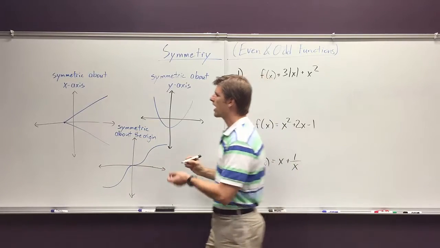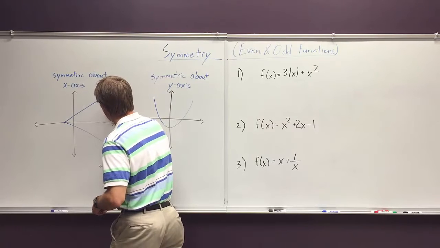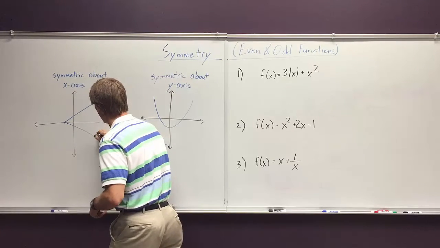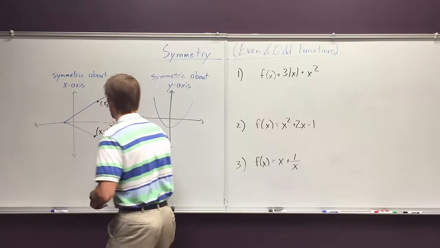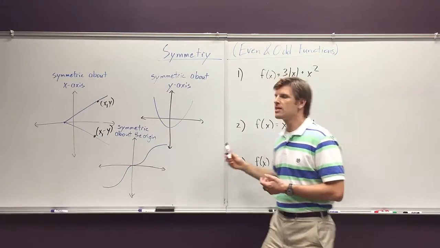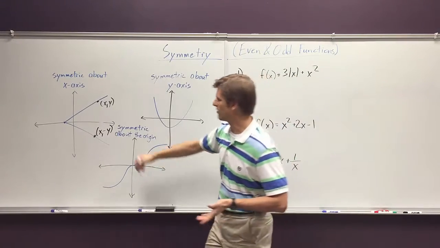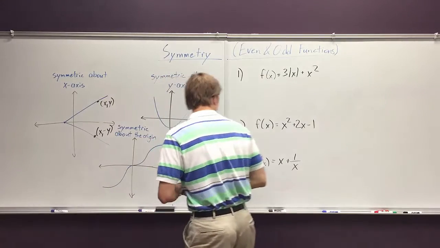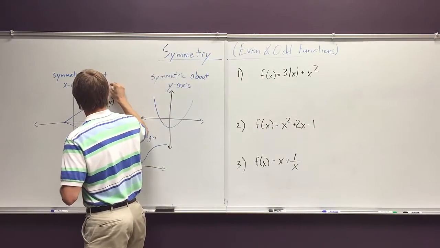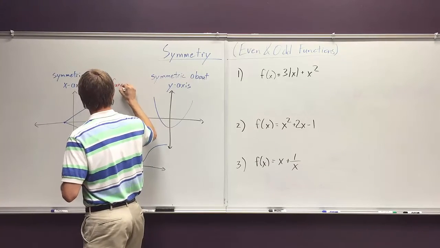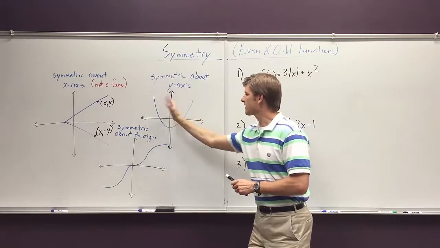So you could actually summarize this with a point x, y is on the graph if and only if the point x, negative y is on the graph. So why wouldn't that be a candidate for being an even or odd function? Answer, it's not a function. It fails the vertical line test. So you might say something in your notes like not a function. Okay?